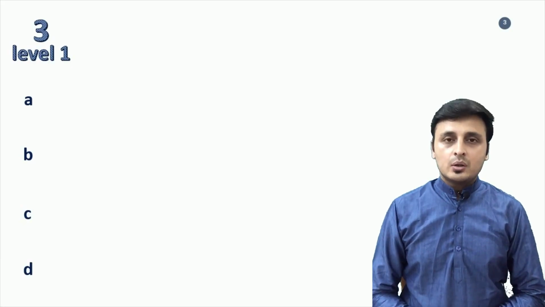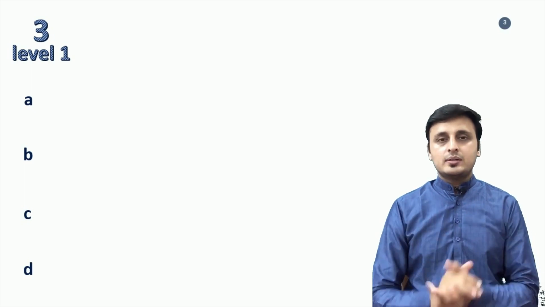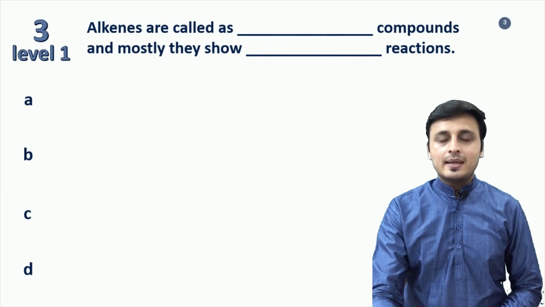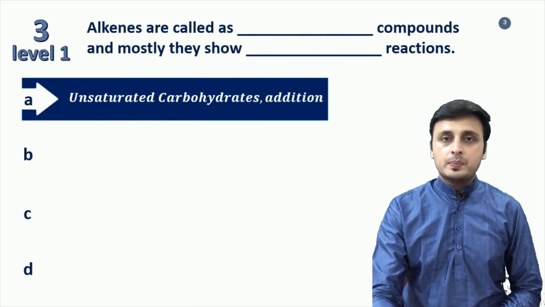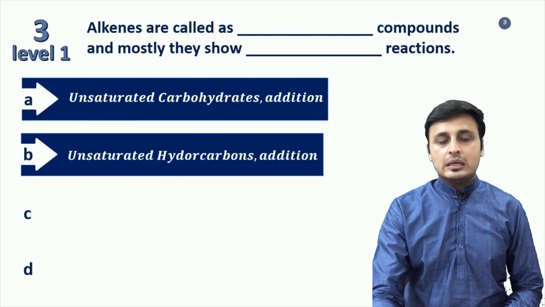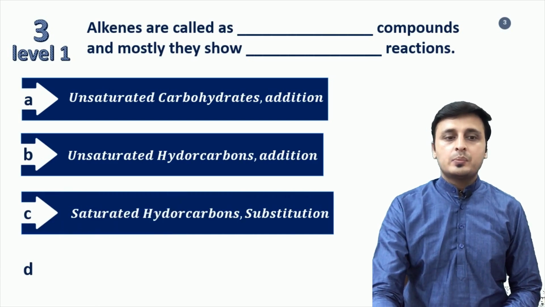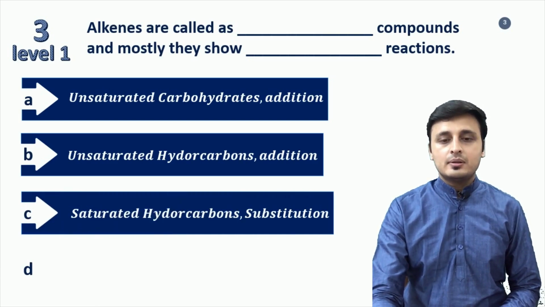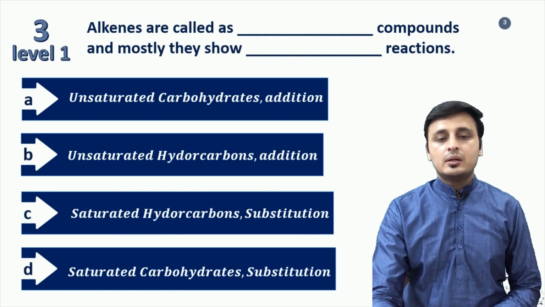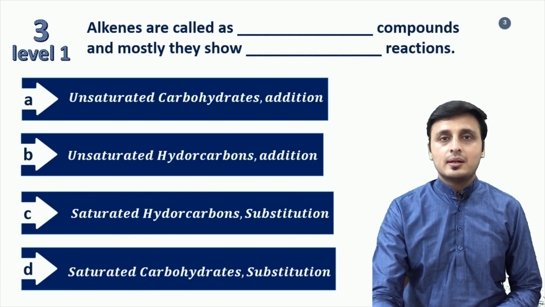Now presenting the third question, level 1, and the question is: alkenes are called blank compounds and mostly they show blank reactions. Options are A. Unsaturated carbohydrates, addition reactions. Option B. Unsaturated hydrocarbons, addition reactions. Option C. Saturated hydrocarbons, substitution reactions. And option D. Saturated carbohydrates, substitution reactions.